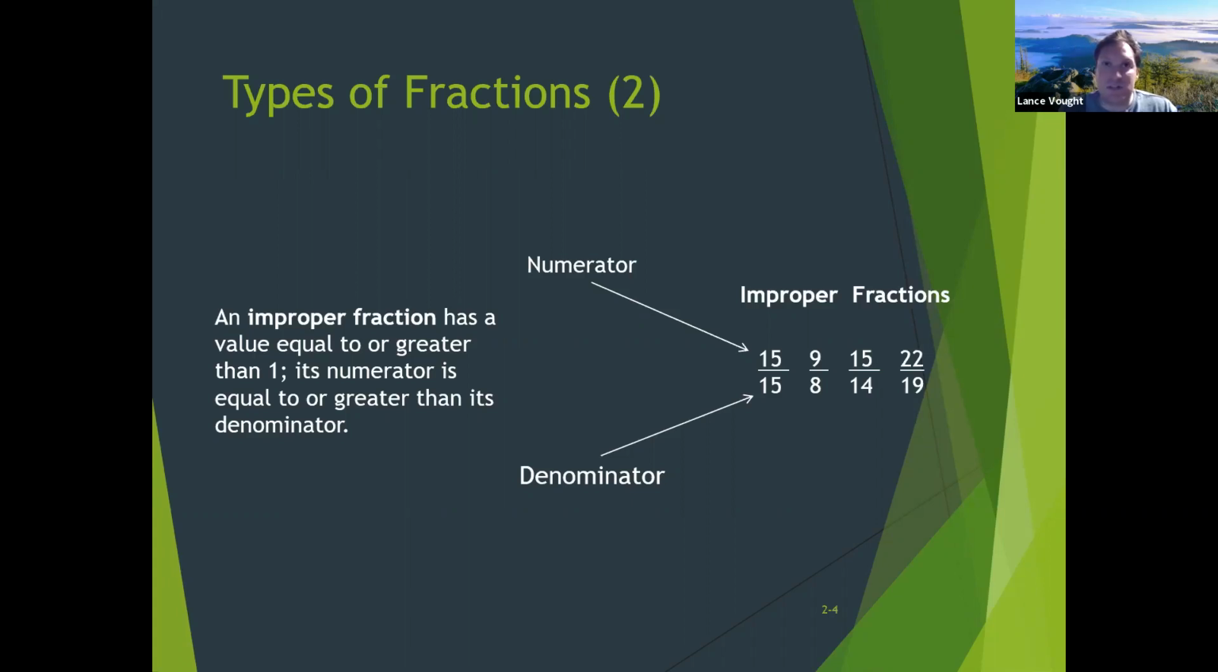But most of the time, what you're going to see is that the numerator is greater than the denominator. The numerator is bigger. The top is bigger than the bottom. So 9/8, 9 is bigger than 8. 15/14, 15 is bigger than 14. 22 over 19, 22 is greater than 19.